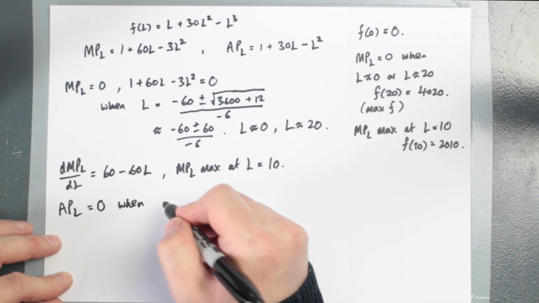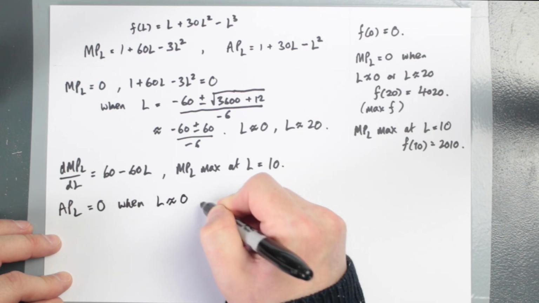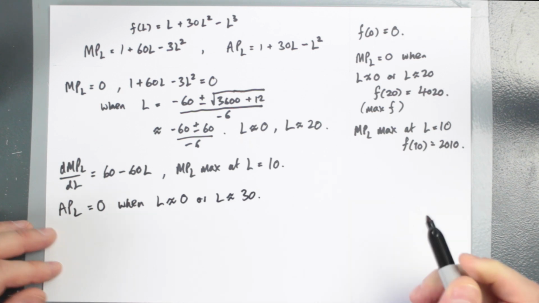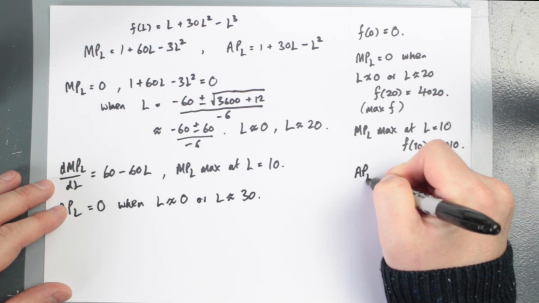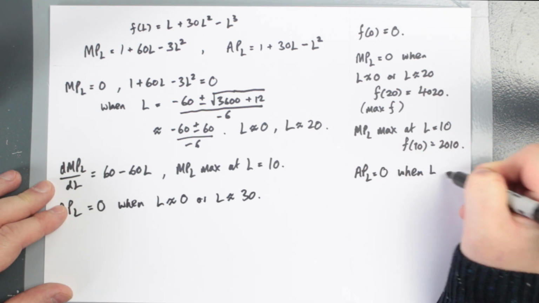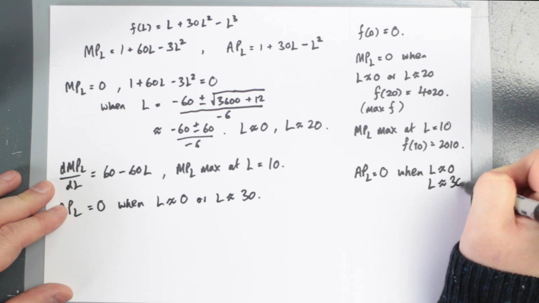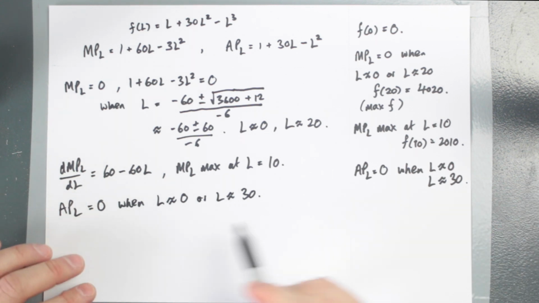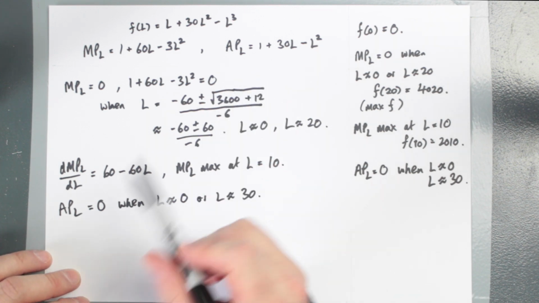So this is 0 when L is approximately 0 or L is approximately 30. Okay, not precisely, but approximately. So APL is 0 when L is approximately 0 or L is approximately 30. Okay, what about this: where does the maximum APL occur?